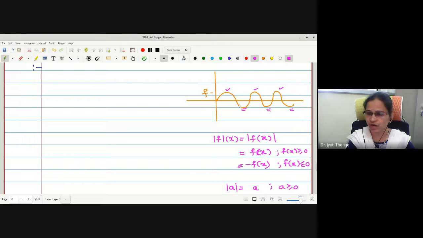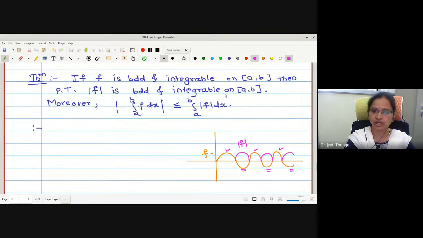So what kind of curve will we get? This curve will be shifted to this position. Correct? Yes, this is mod f. So if I take the integration of the mod f function, this is mod f. If I take the integration of the mod f function, this is always going to be greater than or equal to the integration of this curve. Let's prove this.